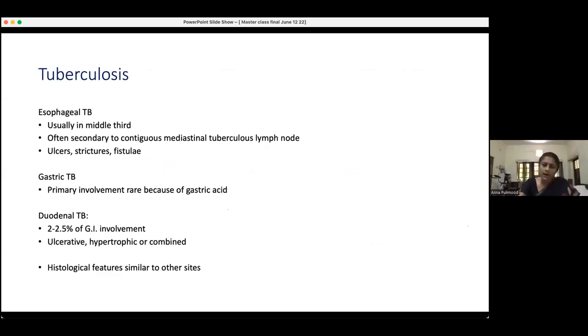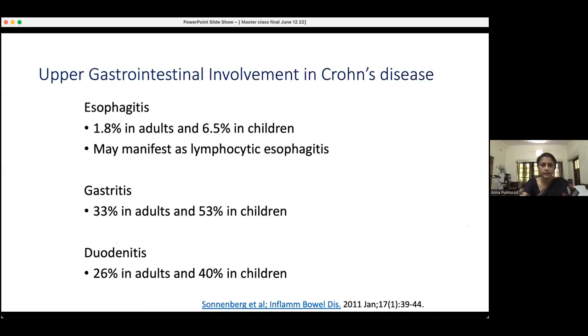Upper GI biopsies are useful. It's the same kind of histological changes that you see in the lower GI. In the esophagus, it's usually the mid-esophagus that's involved. Gastric involvement is low because of gastric acid. Duodenal involvement, again, is very rare, but the histological features in the upper GI tract are similar to those in the lower GI tract. It's just that in Crohn's disease, in the esophagus, you may get lymphocytic esophagitis. Only lymphocytes are increased.